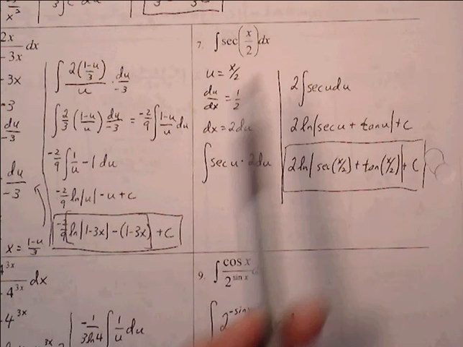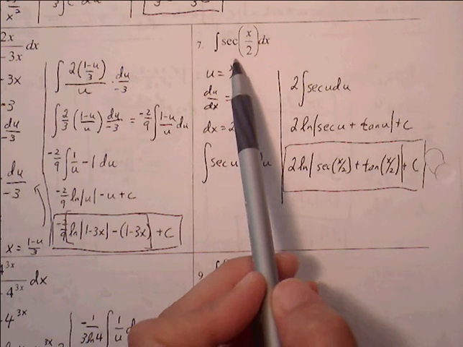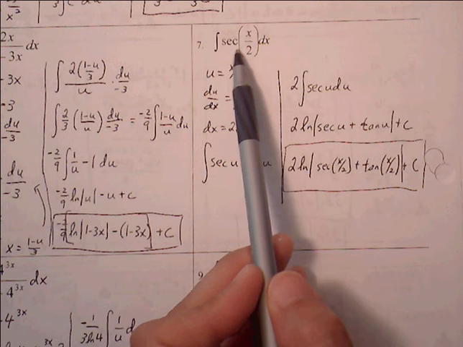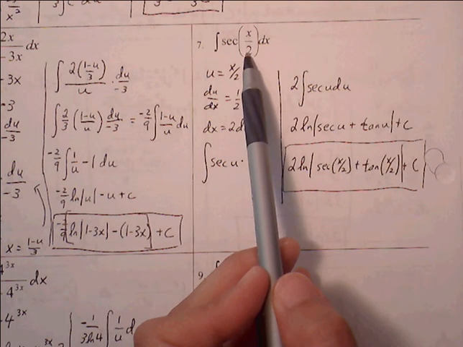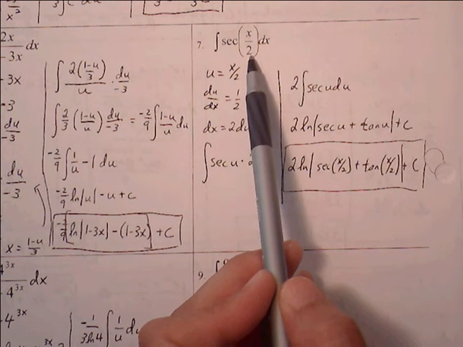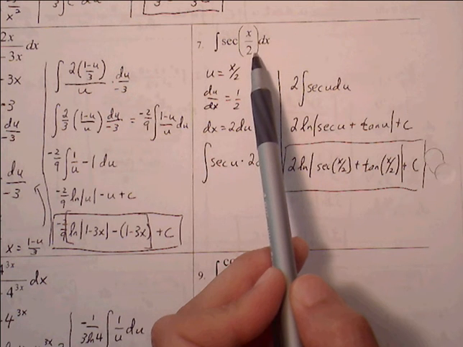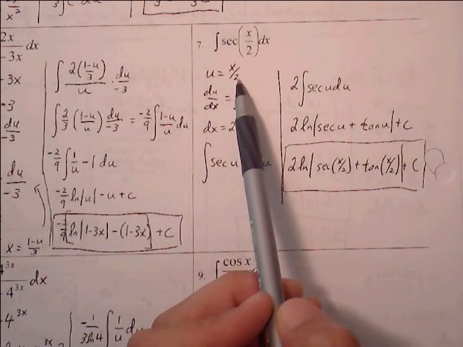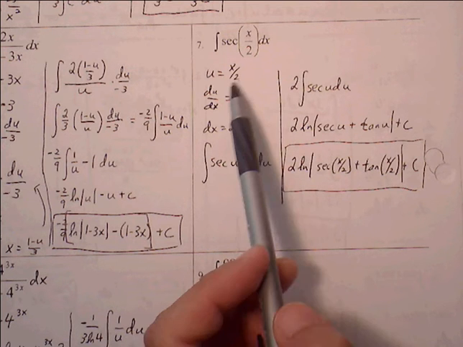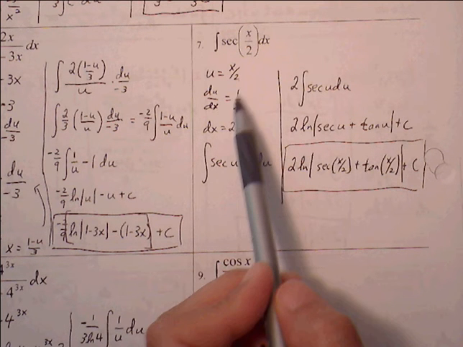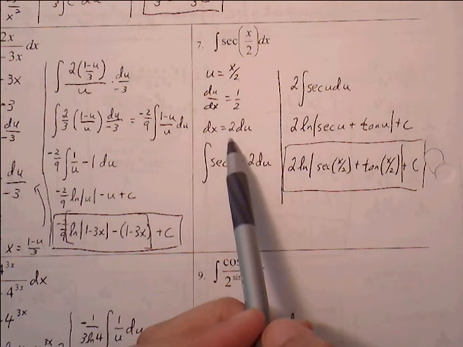All right, 7. Looks like we have a rule for secant of u, which is natural log of secant u plus tangent u. We will have to make some adjustment with this u value, because this u value will produce a coefficient that we don't want to lose track of. So we'll let the u value be 1/2 x, or x over 2. The derivative will just be 1/2. Solve for dx. Dx equals 2 du.